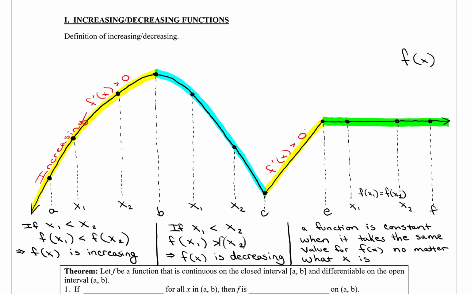Over the interval from b to c, where it's highlighted in blue, I'm going to write down the word decreasing, and I'm going to write f prime of x is less than 0. And over the interval from e to f, the region that is highlighted in green, I'm going to write down the word constant, and I'm going to write down f prime of x equals 0.